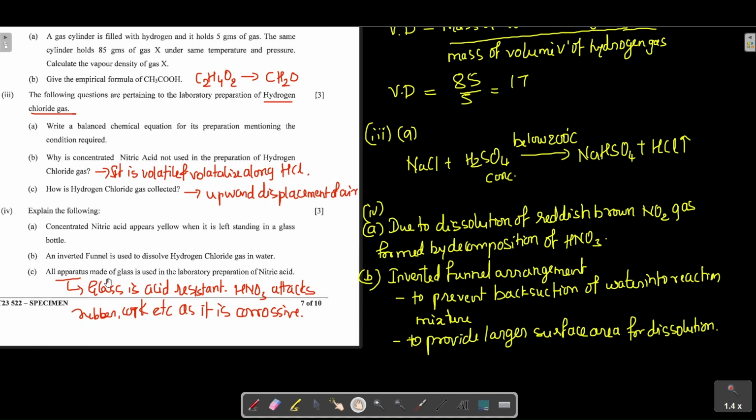All apparatus made of glass is used in the laboratory preparation of nitric acid. Okay, why? Because glass is acid resistant. That is one point. Another point is nitric acid attacks rubber, cork, etc., as it is corrosive in nature. Therefore, we use only glass apparatus for preparing nitric acid.